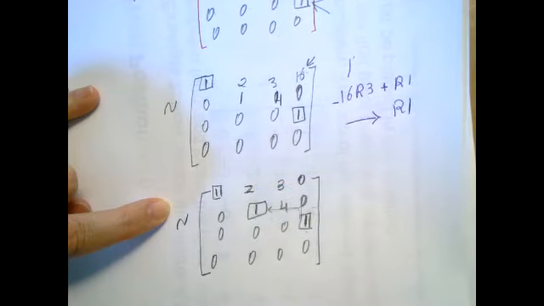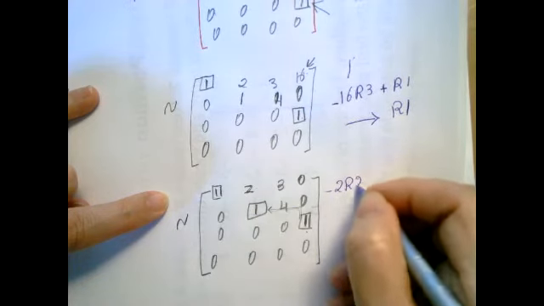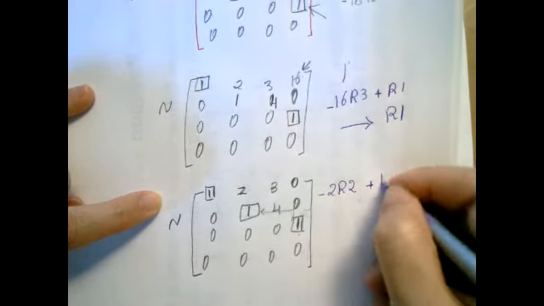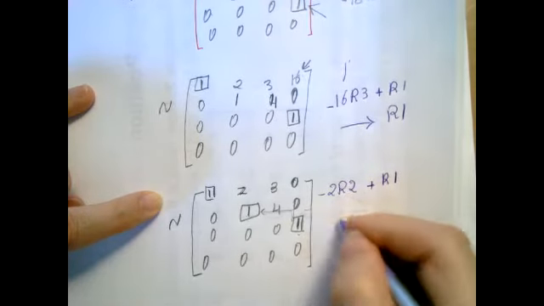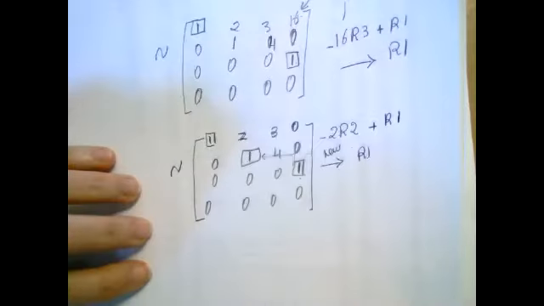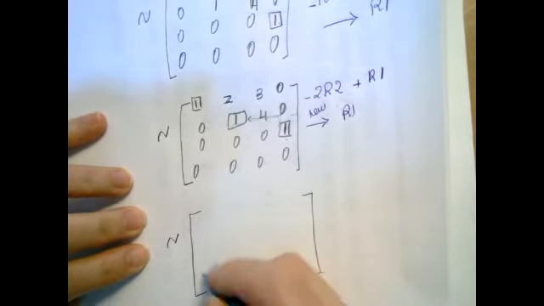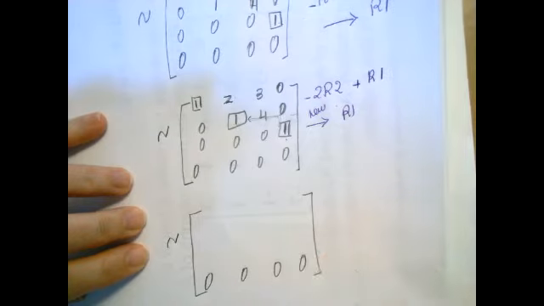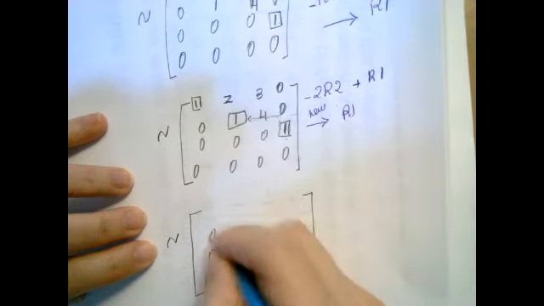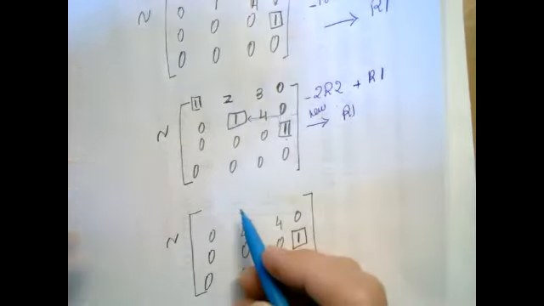To be able to create a 0, again, I have to multiply this row by minus 2. I add it to the first. And this will become the new row 1. So let's see what operation we get. 0, 0, 0, 0. And 0, 0, 0, 1. 0, 1, 4, 0.